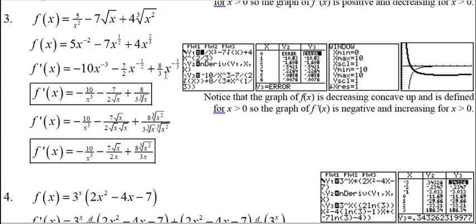So we get that for the middle term. And for the last term, we get 8 on the top, 3 on the bottom, and the x to the negative 1/3 becomes x to the 1/3 in the denominator, or the cube root of x for the denominator. So the final answer could be negative 10 over x cubed minus 7 over 2 times the square root of x plus 8 over 3 times the cube root of x.